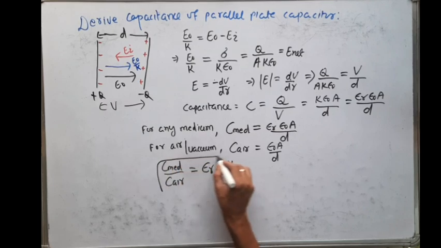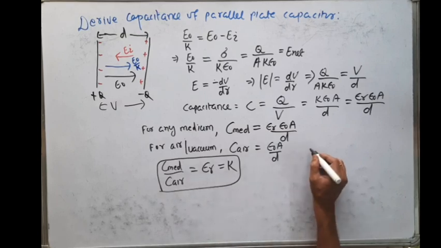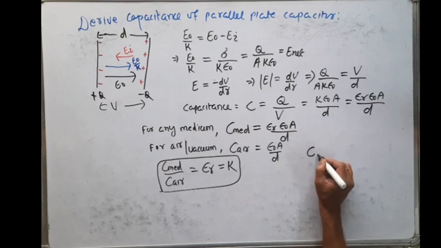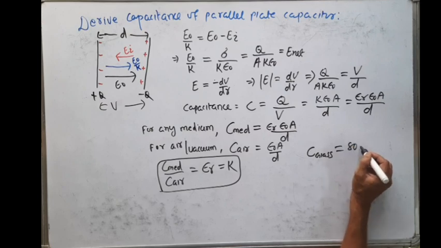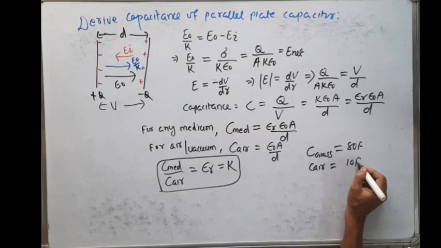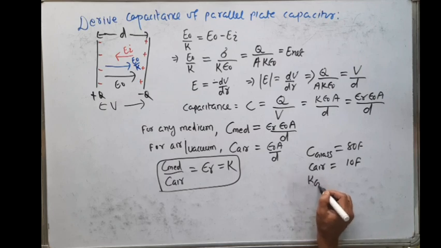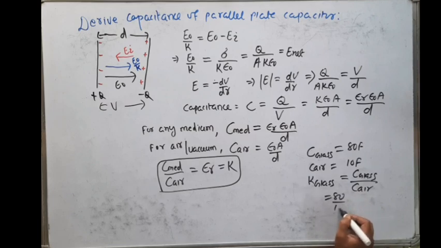So this is a short question, and this formula is used to answer very short questions. Just like if the capacitance in a glass medium is say 80 farad, and the capacitance for the same capacitor without glass, that is the air capacitance, is say 10 farad, then what is the dielectric constant of the glass or relative permittivity of the glass? So K of glass is equal to capacitance in glass medium by capacitance in air medium, that is 80 divided by 10, which is equal to 8. So you can answer this.